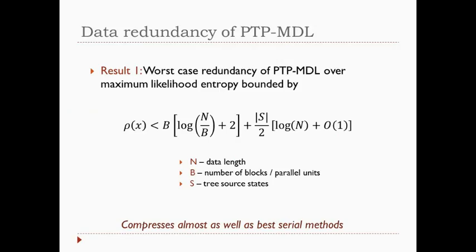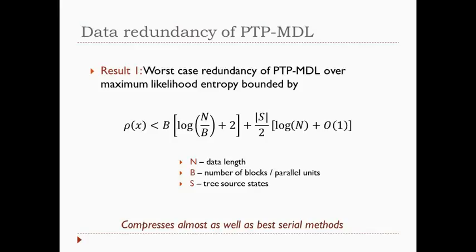Let's take a look at the data redundancy of this parallel two-pass minimum description length approach. Our first result is that the worst case redundancy of this PTP-MDL algorithm over the maximum likelihood entropy is bounded by the following term, where n is the data length, b is the number of blocks or the degree of parallelization, and s is the tree source.